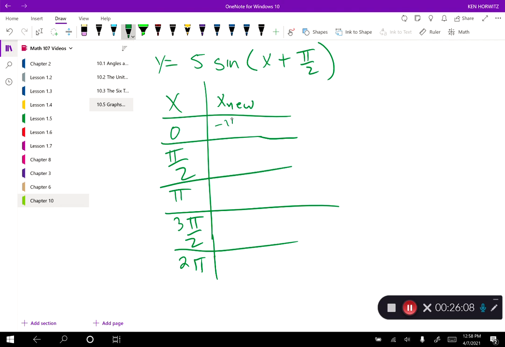So that would be negative pi over 2, 0, pi over 2, pi, and 3 pi over 2. And then, of course, you would do the same thing that you did before, which is take your x new, your new x value, run them through the equation to get your y value. All right.